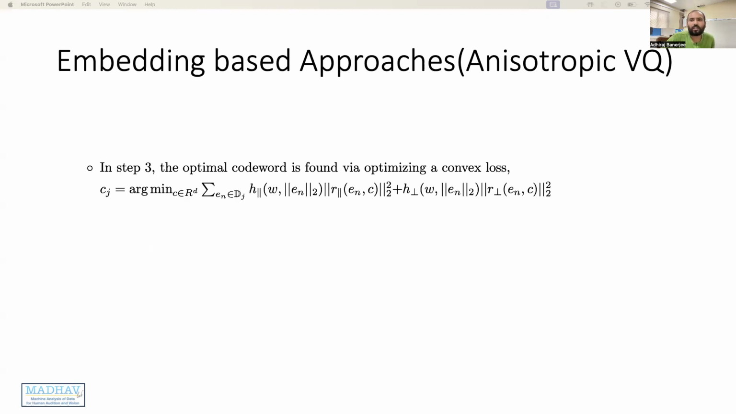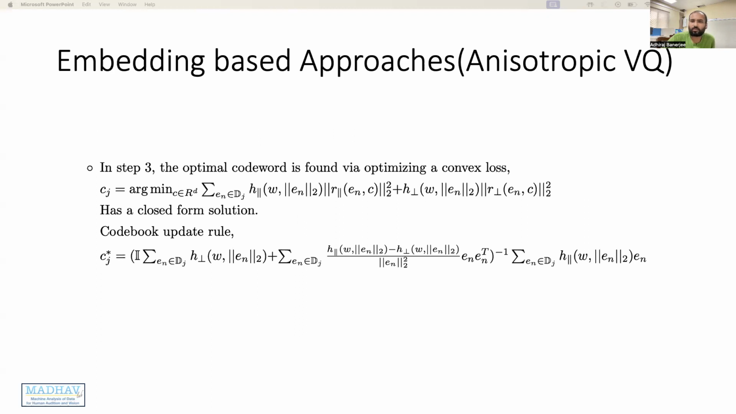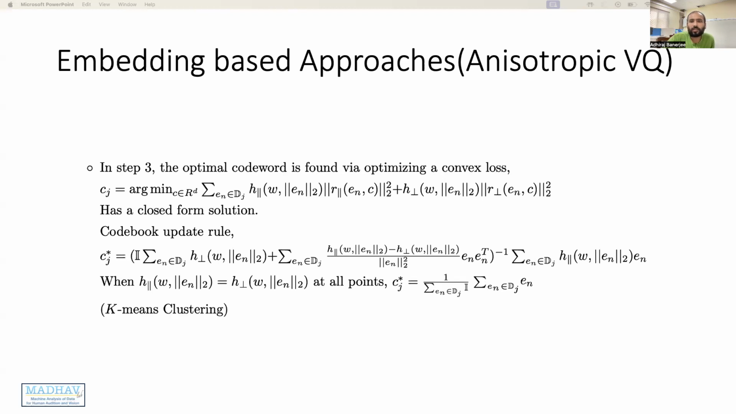The optimal code word in the codebook update step is found via optimizing a convex loss given as follows. This loss has a corresponding solution which is given as the following expression. When both the parallel and perpendicular scaling factors are equal to each other, we can just solve the update equation and find that the new codebook vector for a partition is just the mean of the embeddings in that partition. Hence, the update equation becomes the one for k-means clustering.